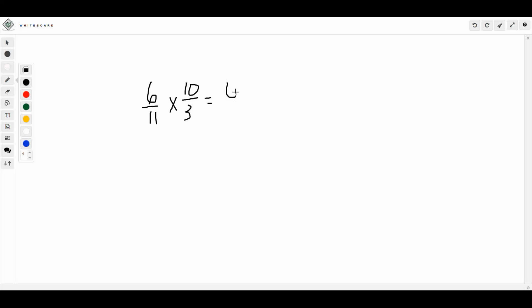Multiply across, you get 60/33. I don't know why you got 110. I think because you didn't flip it or something. I'm not sure. Okay, this is improper. How many whole times can 33 go into 60? 1 whole time with 9/11 is what it would simplify to.